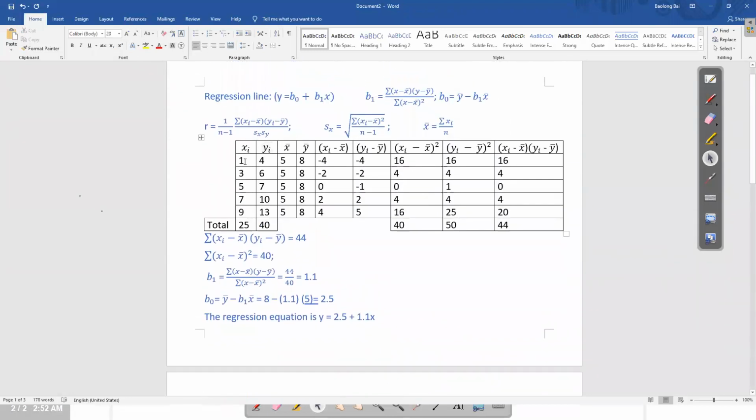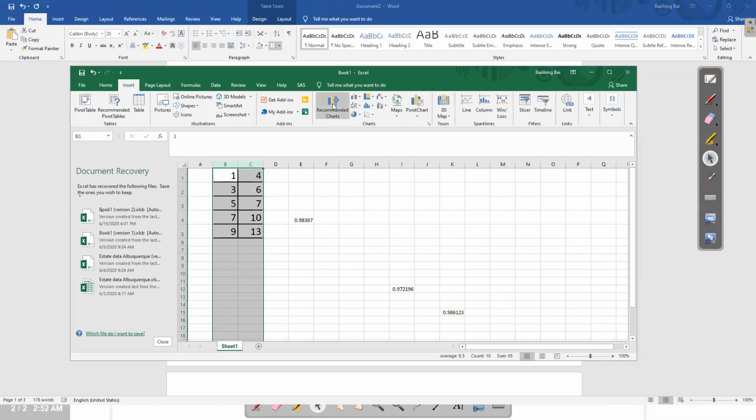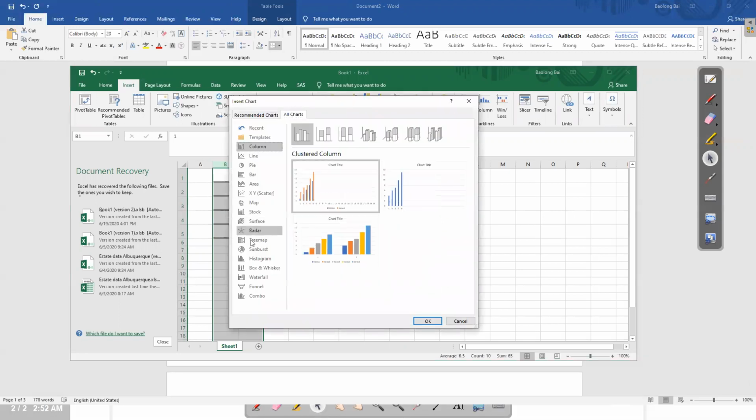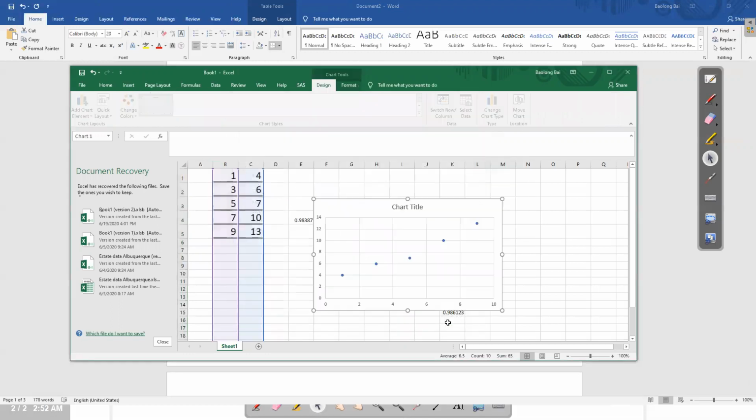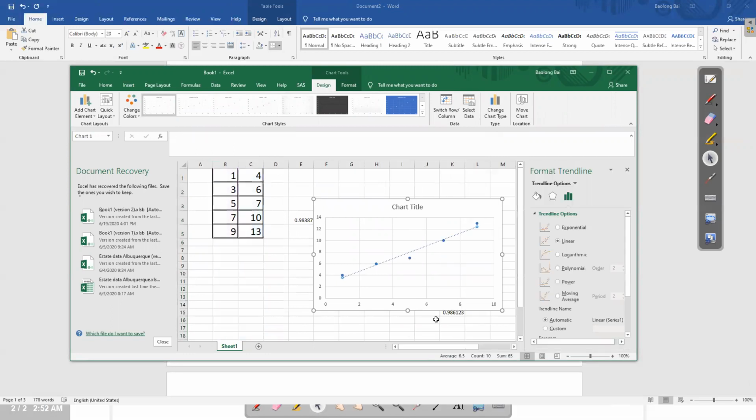Okay, so we can verify this very quickly using software as well. For example, you bring the data into Excel, you have X, you have Y, right? First we can make a scatter plot. So this is X, this is Y. Once you click on any point, it will highlight the entire series, so you can add a trend line. Basically that's adding a regression line.